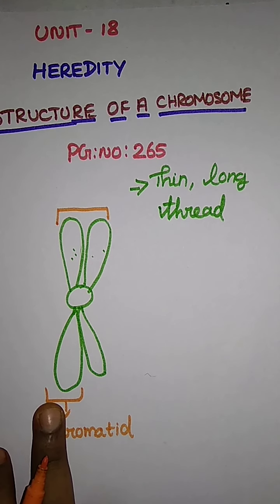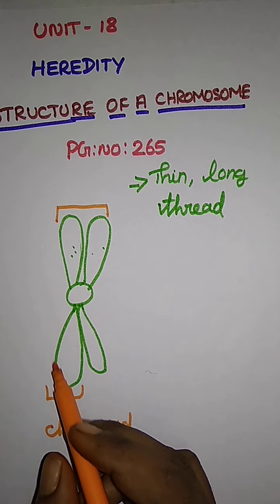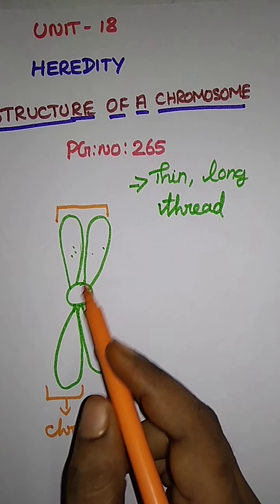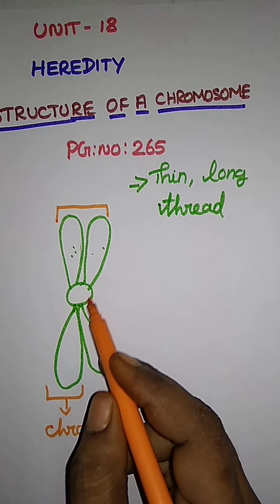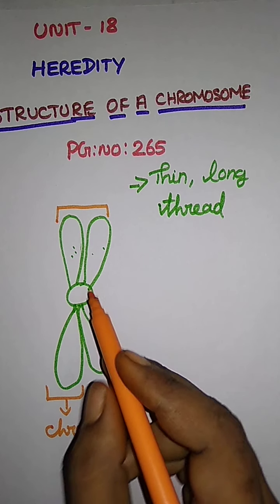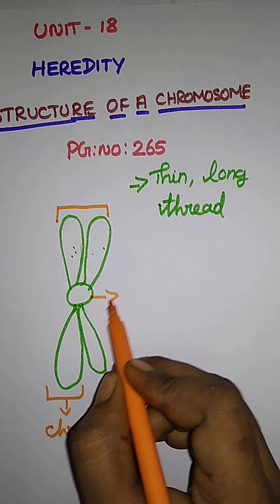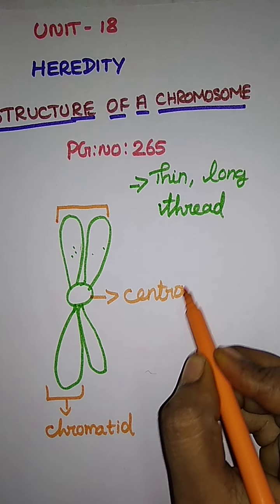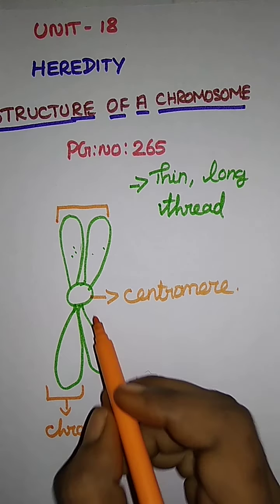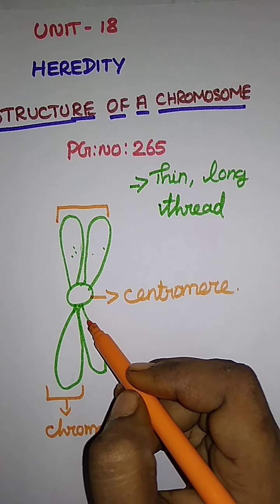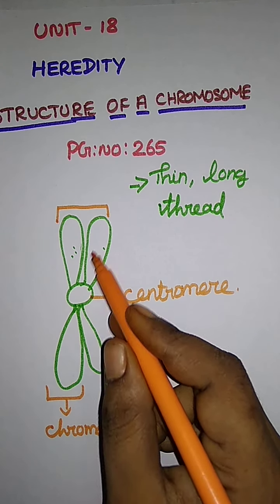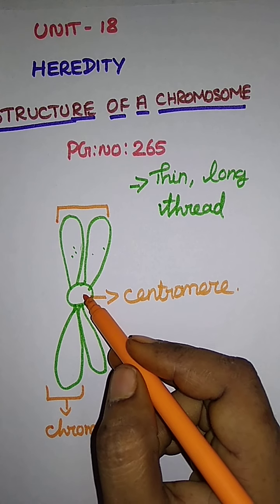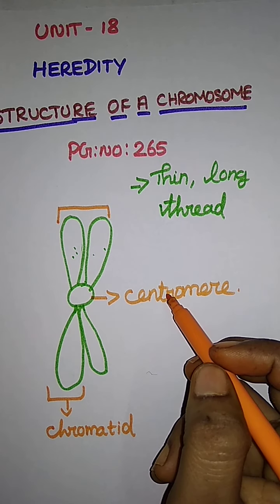Here, the two identical sister chromatids are held together in the center. The point where both sister chromatids are held together in the center is called the centromere. What is the name for this? Centromere. Okay, the chromatids are attached at the center part. Both chromatids are attached in the center part. The name is centromere.